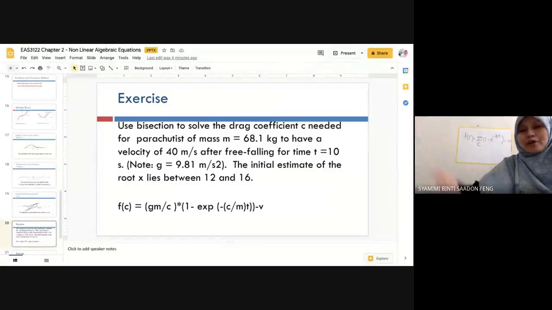We try to do one round first, and see how much c, the drag coefficient, that we have.